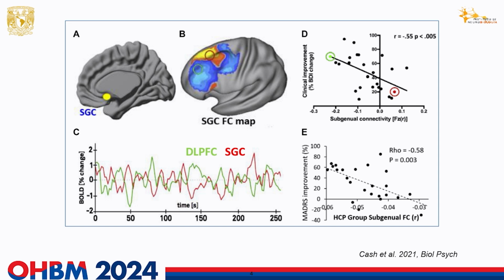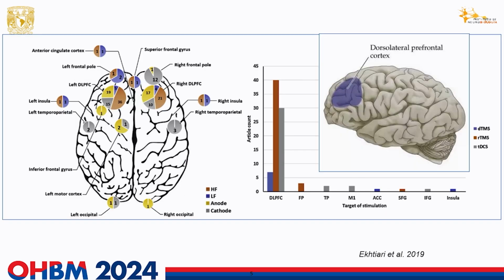And then this is some work from Hamed Ekhtiari, who published a meta-analysis asking, where is everyone actually stimulating? For different drugs, but in general, using TMS, here you can see the left dorsolateral prefrontal cortex and the right one are the places where most people stimulate with TMS. But there are also other targets that maybe we can find. But basically, this is the main area that most people are stimulating.